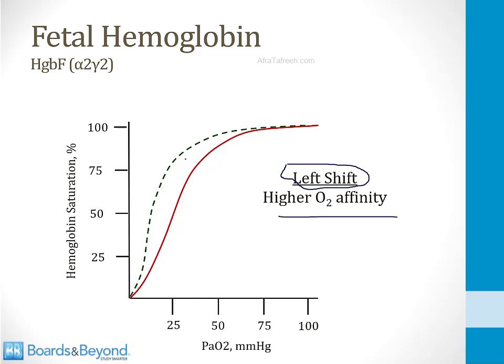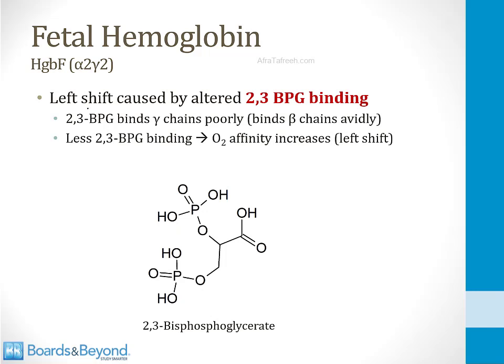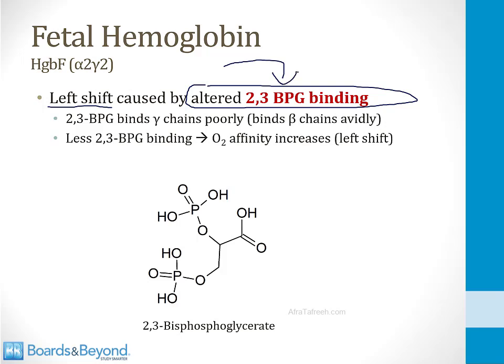It has a higher oxygen affinity, and if we look at these two curves, the red could represent adult hemoglobin, the green would represent fetal hemoglobin. It's shifted to the left, it has a lower P50, and therefore it binds oxygen with higher affinity compared to adult hemoglobin. And the reason that fetal hemoglobin is left shifted compared to adult hemoglobin is because fetal hemoglobin has altered binding of 2,3-BPG. It's super high yield to know this for Step 1. This is what they're going to want you to understand.